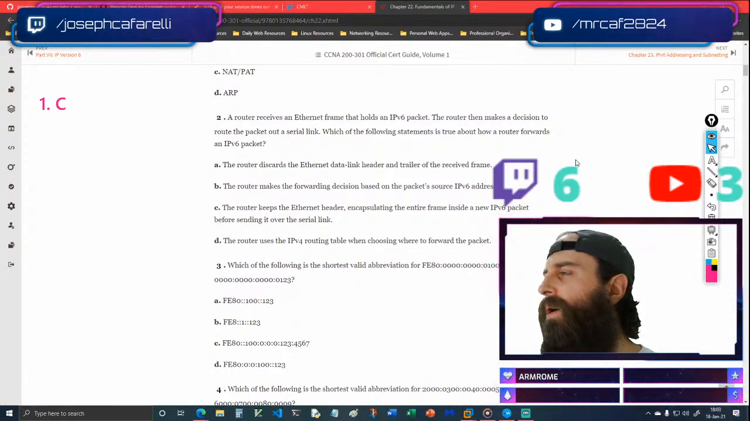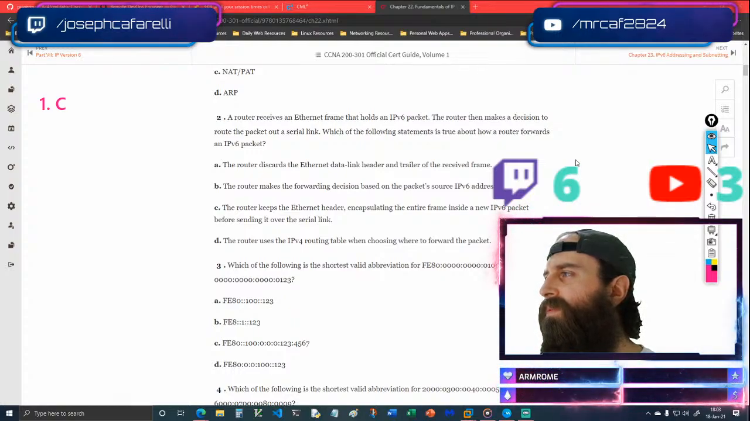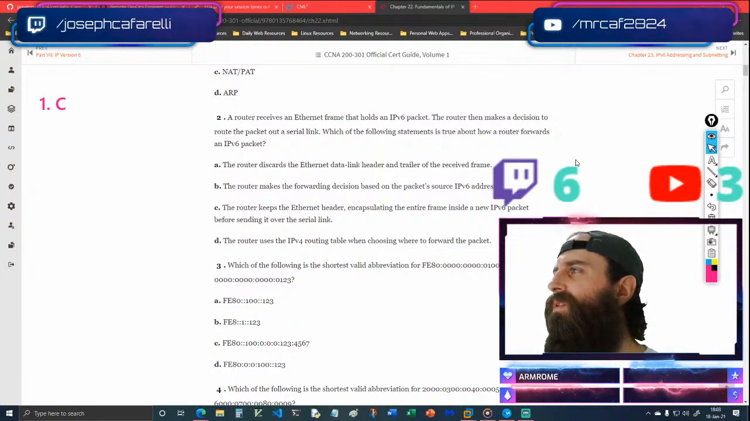Sounds pretty much like how IPv4 does it, and I would say yeah. The router makes a forwarding decision based off the packet's source IPv6 address. The router keeps the Ethernet header and encapsulates the entire frame inside of a new one before sending it. The router uses the IPv4 table when choosing. The router discards the Ethernet data link header and trailer of the receiving frame. Do I have to choose two answers or one? The router makes a forwarding decision of the source. The router keeps the.